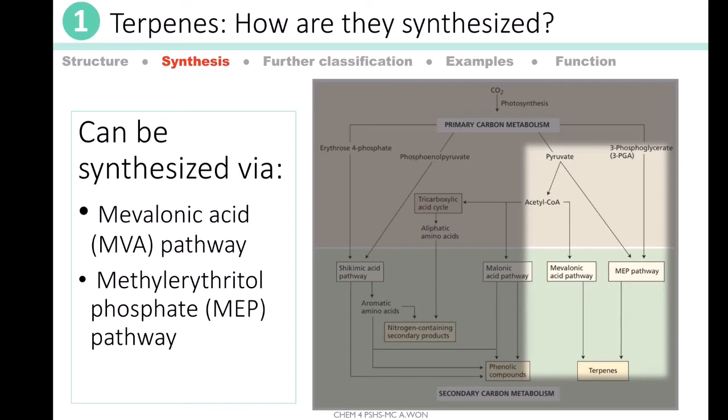The MEP pathway is found in chloroplasts, so eubacteria and green algae also use the MEP pathway. On the other hand, animals, fungi, and archaebacteria use the MVA pathway.